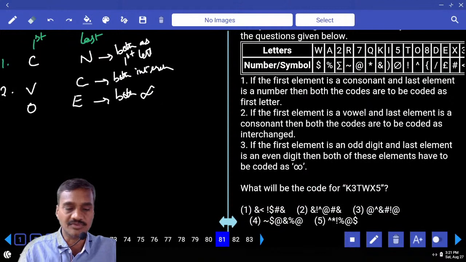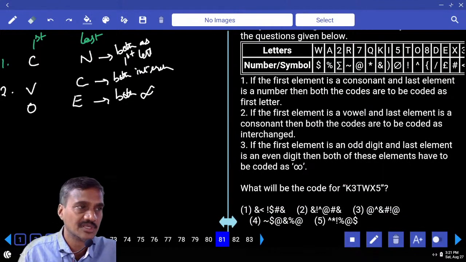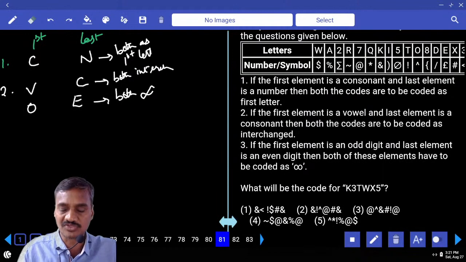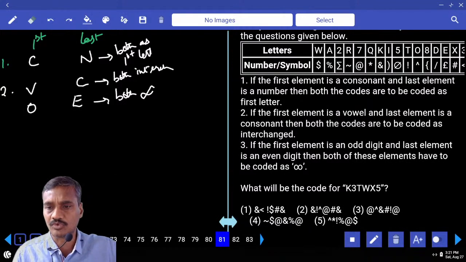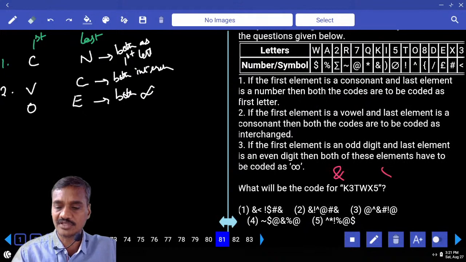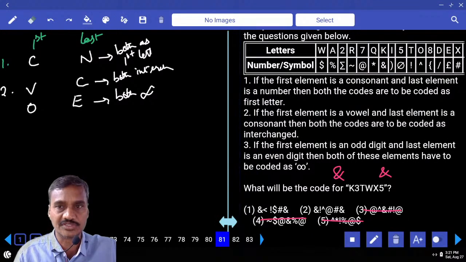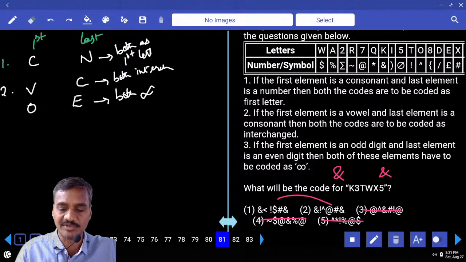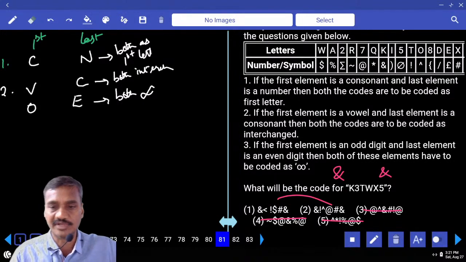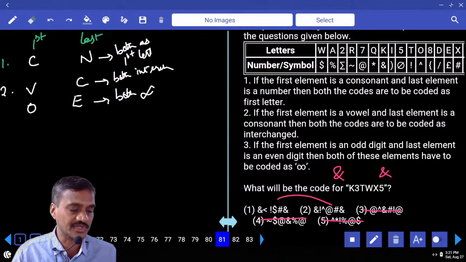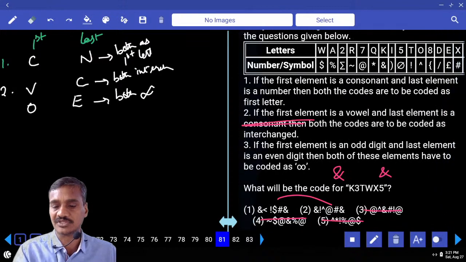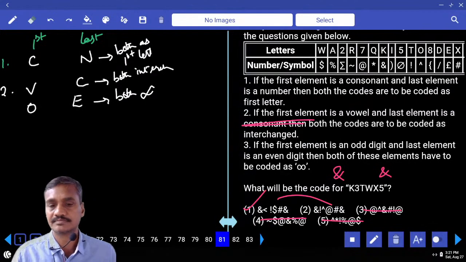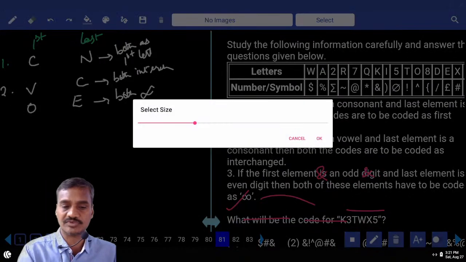Then 81. Now in this 81, first is a constant, last is a number. According to rule number 1, both as the first letter. What is the code for K? The code for K is ampersand. Now first and the last letters, this ampersand must be there. How many choices we have of that type? Only 2 choices. Whenever we are left with 2 choices, then start comparing the elements. Again the second element is different. Now 3 is here. And what is the code for 3? The code for 3 is lesser than, as the second element. Choice 1 is the answer.